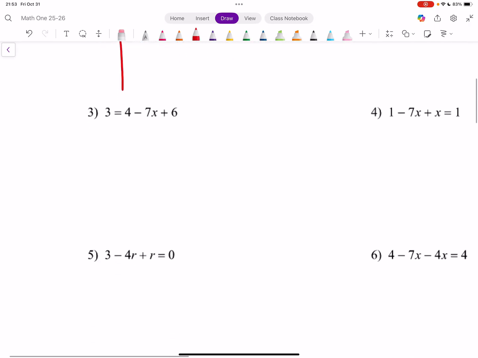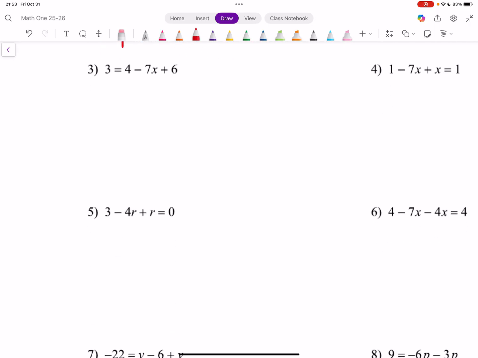Let's take a look at question 3. Once again, it's always a good idea at the beginning to clearly show the two different sides of the equal sign so we can keep the equation balanced. On the left-hand side, I'm once again noticing that I have a number that's all by itself, but nothing else that goes with that number.